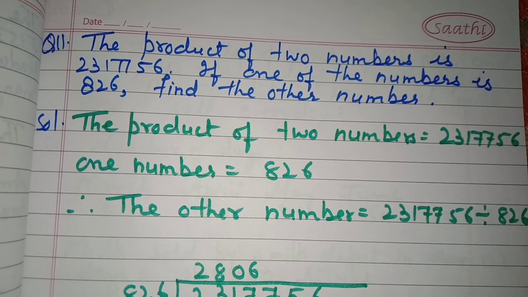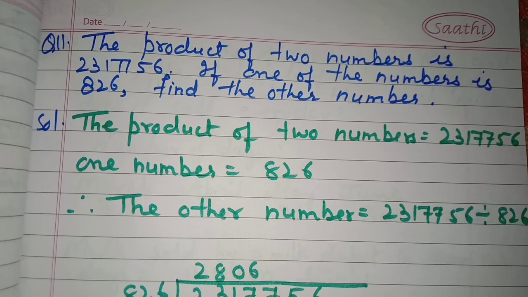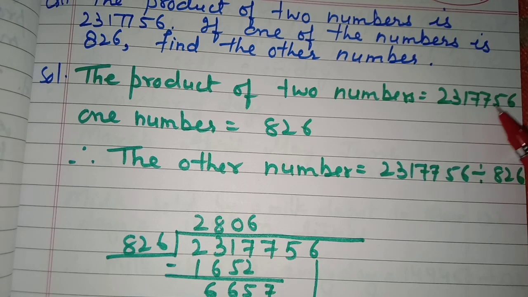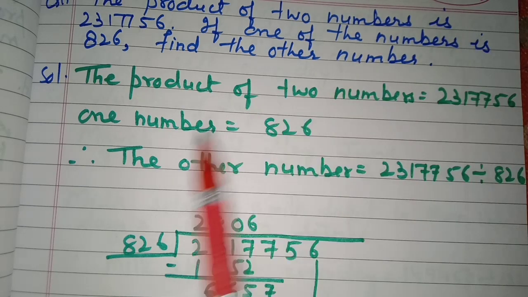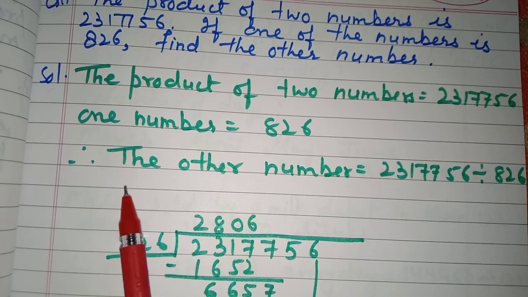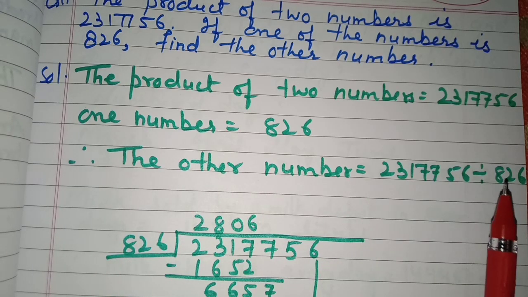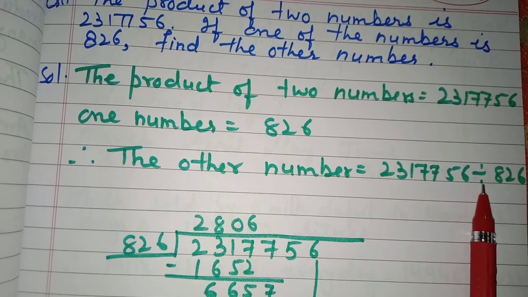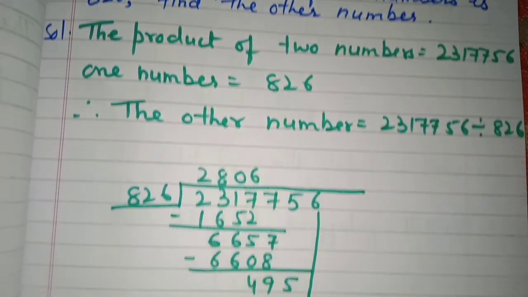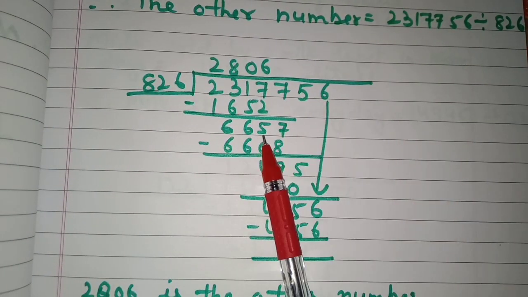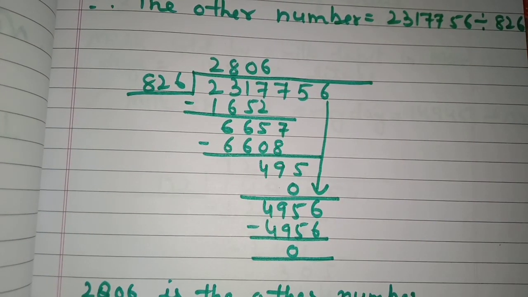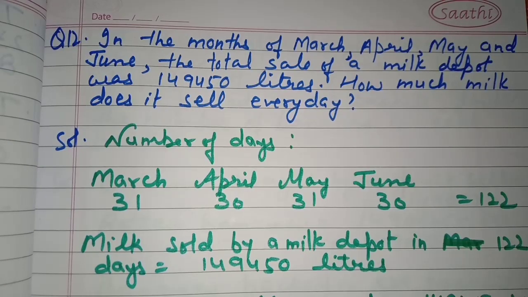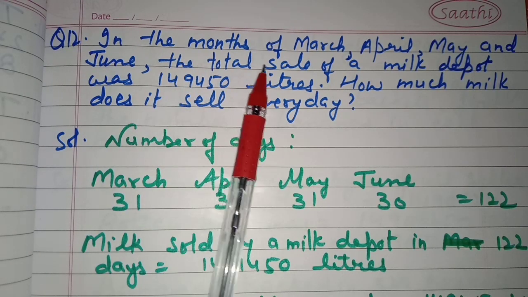So reverse of multiplication is division. So we have to divide and find the other number. The product of two numbers is 23,17,756. One number is 826 and the other number, how can we find that? After division. So 23,17,756 divided by 826 will give us 2,806. It means the other number is 2,806.